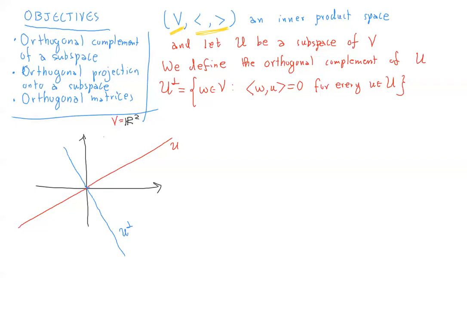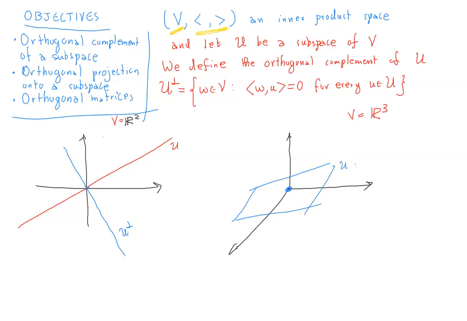And if we want to see another take on the same theme, then let's go to 3 dimensions. So now V is R3. And let's take as our subspace a plane through the origin. So this is a plane that goes through the origin. So this is U.